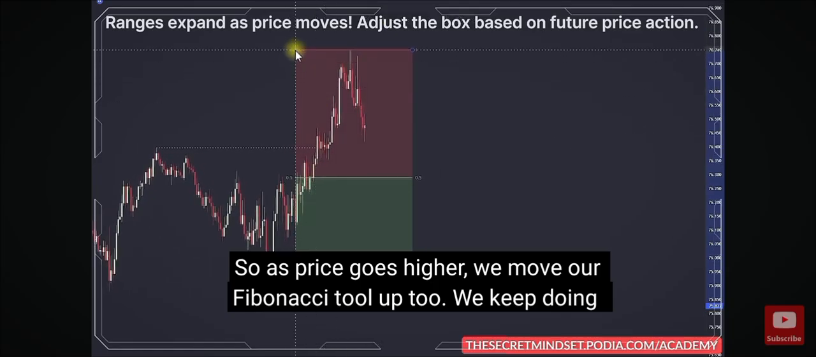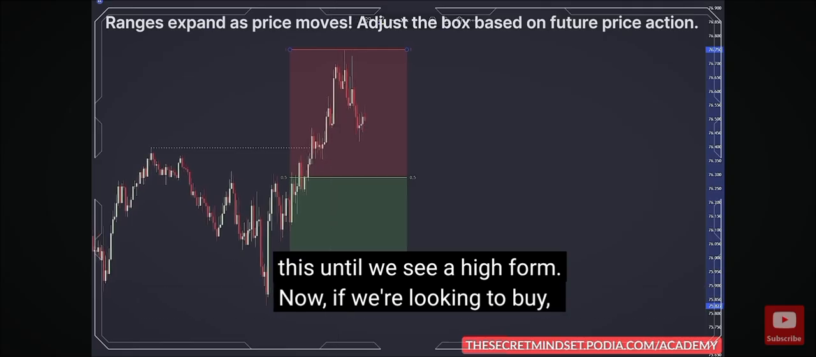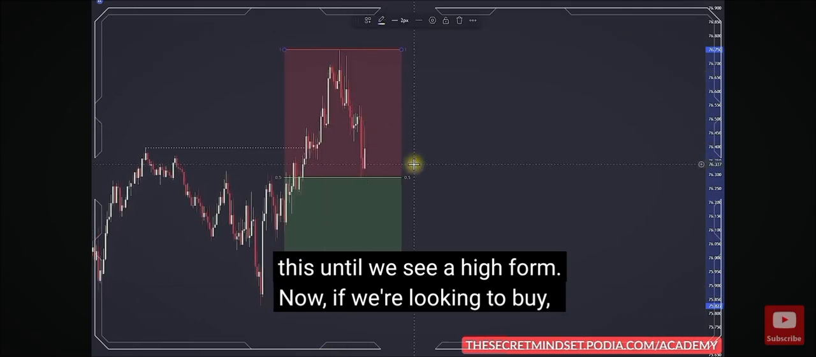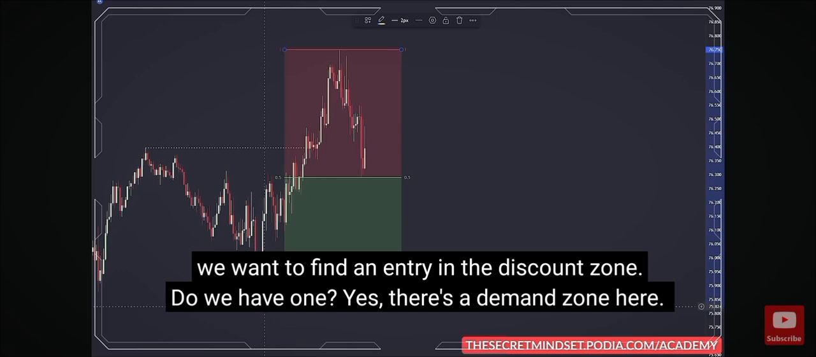We keep doing this until we see a high form. Now, if we're looking to buy, we want to find an entry in the discount zone. Do we have one? Yes, there's a demand zone here.